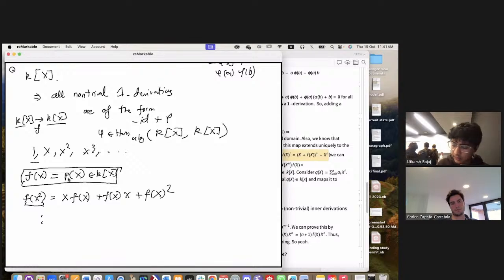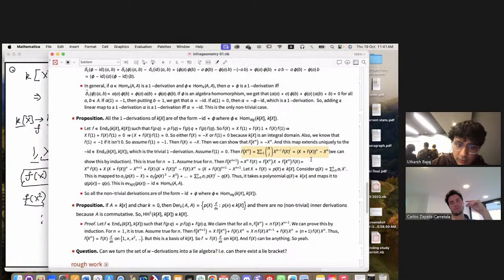So it turns out that even to figure out all the possible algebra homomorphisms from K[x] to K[x], since it is generated by one element, it suffices to know what it sends x to, and then the rest immediately follows. And so the set of all one-derivations are of this form over here.